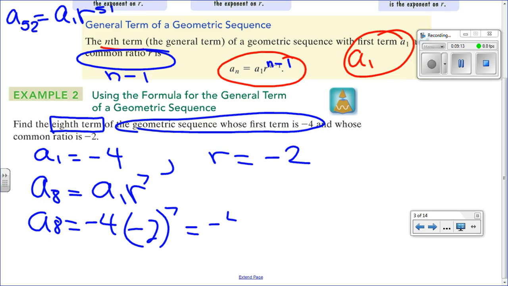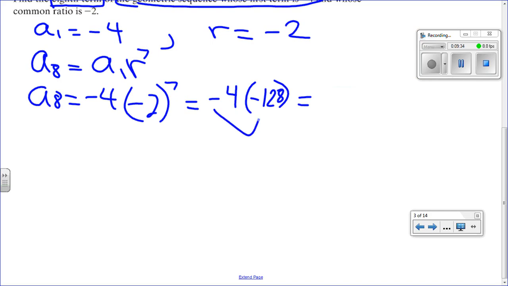So that will be negative 4 times, do you guys know what that is? I know it's going to be negative. Two to the fifth is 32. Negative 128. Yeah. 128, thank you. And then 4 times 128 is 512. So that will be positive. So make sure you guys pay attention to your signs. Negative times negative, so that will be positive.